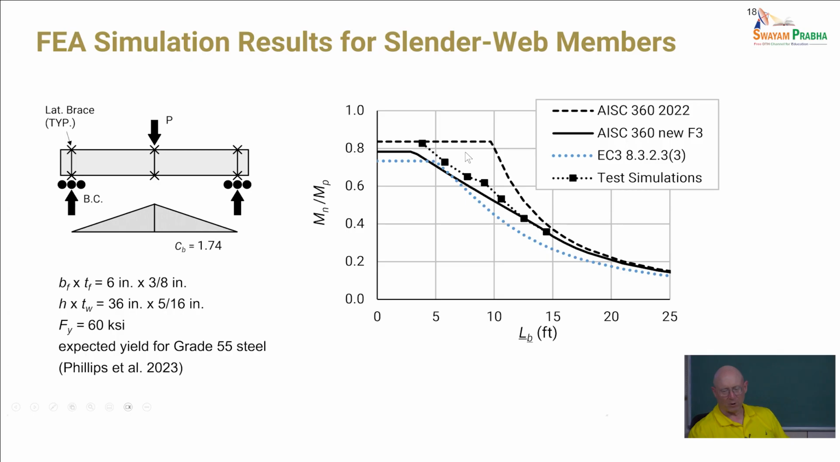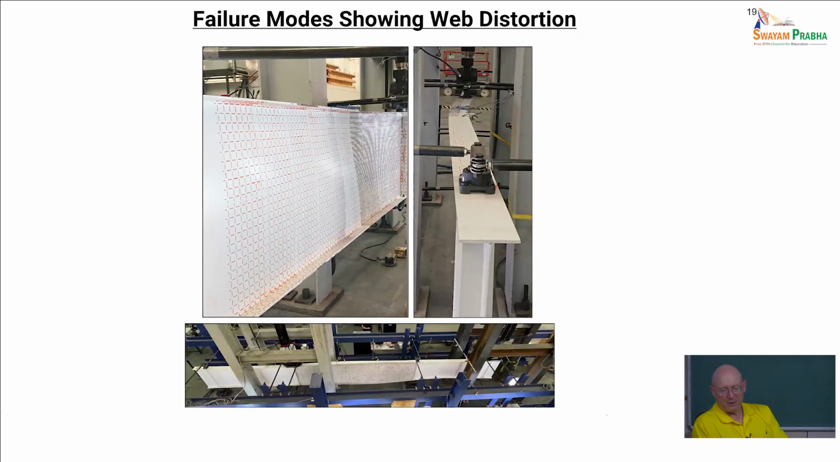I'll show some curves that summarize this with various test results in a minute. These are some of the photos from the test that relates to what I just showed you with the simulations. If you look at the photo in the upper left, and look at the grid pattern on the web or the speckle pattern further along the web there, you can see that definite distortion of the web in an S shape.